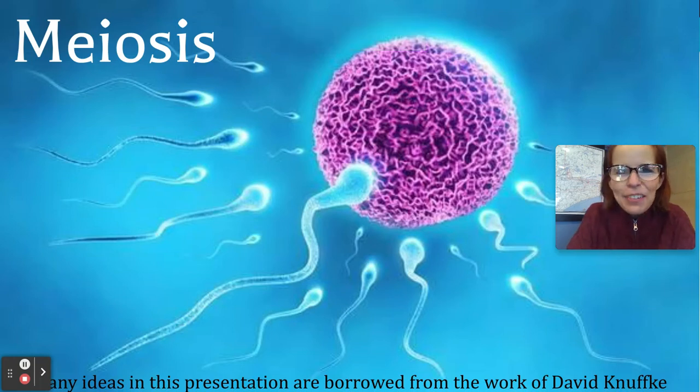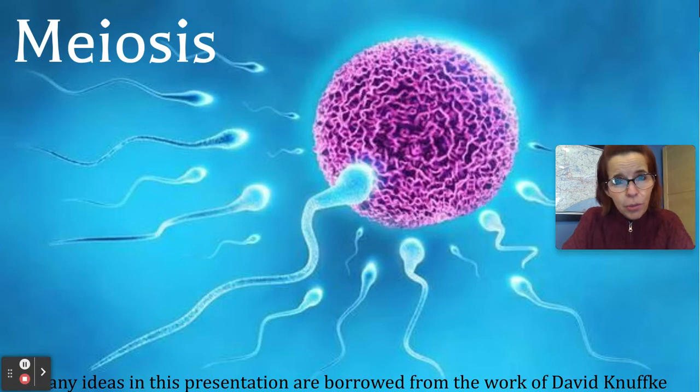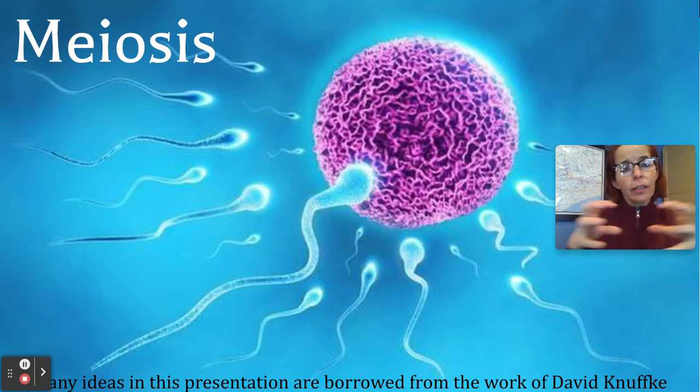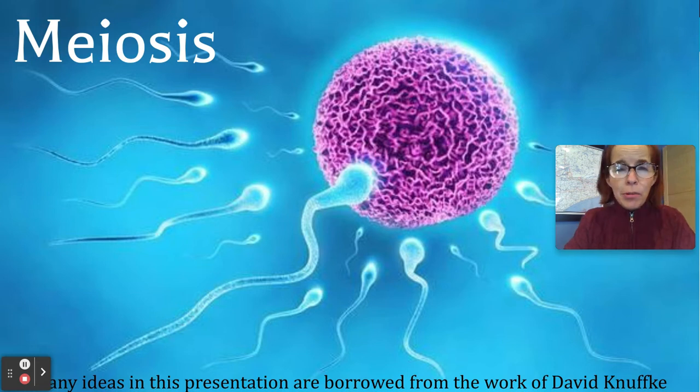All right, hello everybody. We're going to talk about meiosis today. We've already talked about mitosis previously. Remember that mitosis is cell division, where we're basically cloning cells. We end up with two cells that are identical to each other, and they are identical to the parent cell. Now we're going to talk about meiosis, which is the formation of gametes, sex cells. All right, let's get started.